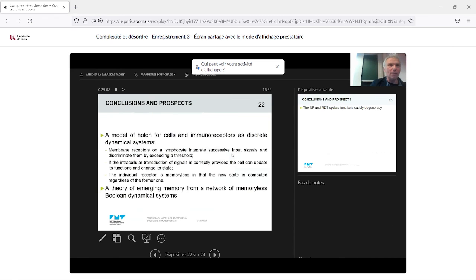Okay, I skip this one because perhaps I run out of time and I want to stick to the available amount of time. So now let's go to the conclusions. We have a model of holons for cells and immunoreceptors as discrete dynamical systems. And here you have further details supporting this idea from the biological point of view.